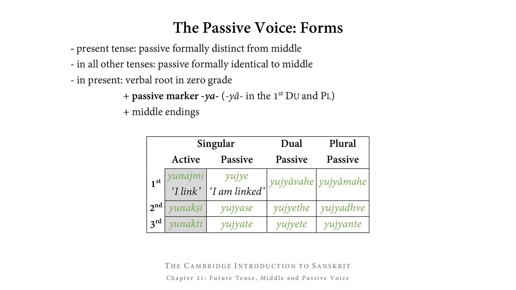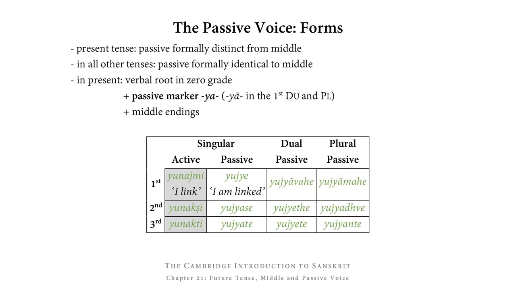There's just one way for all the different classes to form their passives, and that's by taking the 0 grade of the root, so yuj, adding your ya, and adding your endings. In the first singular, that then appears as ye, so we don't get an a, but we get e, yujye. Then we get yujyase, yujyate, yujyawahe, yujyete, yujyete, yujyamahe, yujyadwe, yujyante.